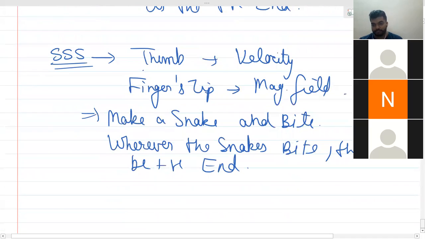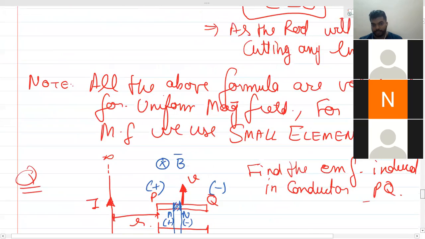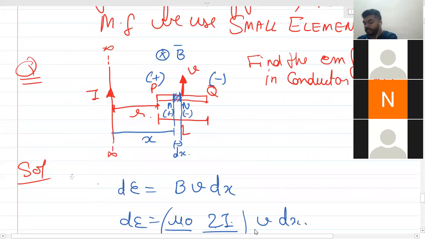So again, can you see over here, guys? Velocity v is in the upward direction. Fingertips in the direction of the magnetic field. Now make a snake-like structure. Can you see the snake-like structure? So basically, this is my snake-like structure, and can you see towards P? Yes or no? So the snake is biting towards P, hence P is the positive. Is this clear?